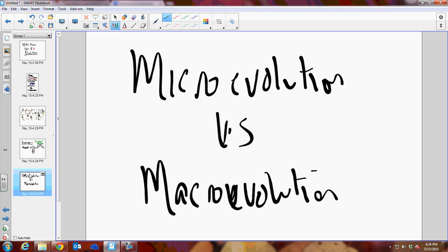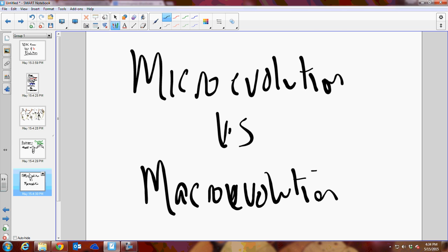Now, many times, microevolution and macroevolution are separated from one another. Someone will say, well, I see the case for micro, but macro I don't really buy into. Well, macroevolution does not happen without microevolution. And so the two are necessary for one another.